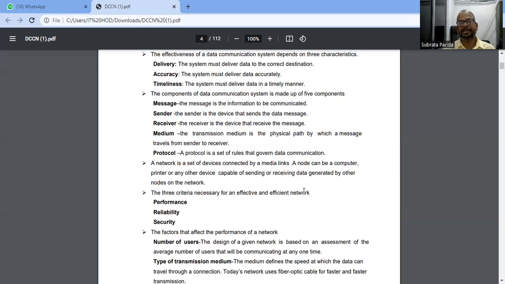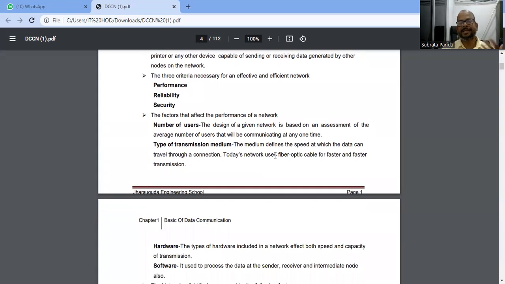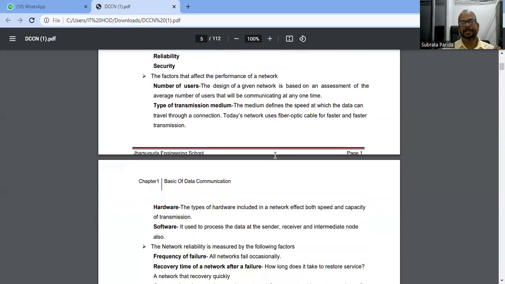The second factor that affects the performance of the network is the type of communication medium. To get faster data transmission, we need to have fiber optic cable. And nowadays, you all know that fiber optic cable plays an important role as a data transmission medium. Though we have the wireless system, a physical medium is always better than the wireless system.